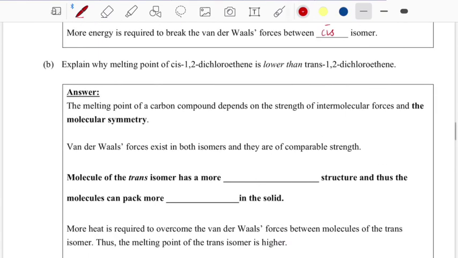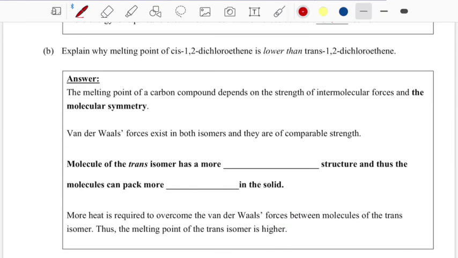Okay, so let's compare the melting point. The melting point is a little bit different from the boiling point. That's due to the molecular symmetry. The key sentence you need to have here is: the melting point of a carbon compound depends on the strength of intermolecular forces and the molecular symmetry. The van der Waals forces exist in both isomers and they are of comparable strengths.